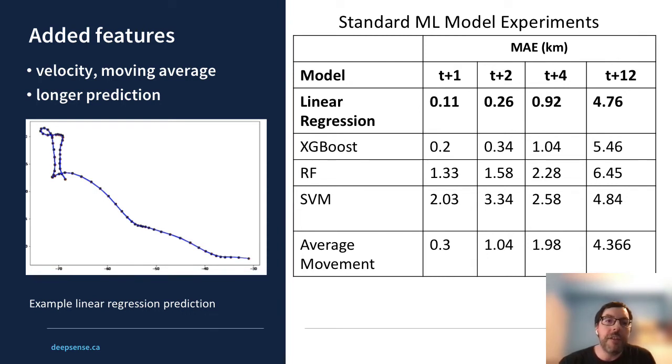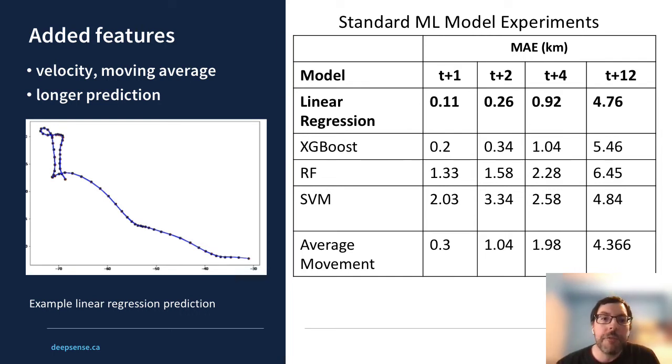Then we expanded into looking at longer-term predictions, looking out at 1-hour predictions, 2 hours, 4 hours, and 12-hour predictions in the future, taking the previous 3 positions along the same range. So for the 1-hour prediction, we took the previous 1, 2, and 3 hours. For 2-hour prediction, we're looking at the previous 2, 4, and 6 hours, and so on.